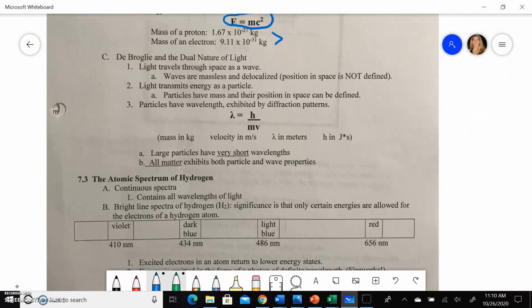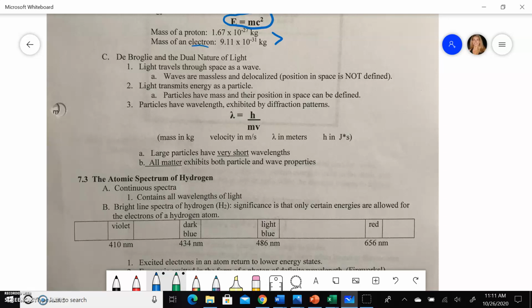And we've got some more description of how light travels. So it travels through space as a wave, but it also transmits energy as a particle. And so which one is it? Well, it's both, which is really hard for us to imagine, because usually we think of either waves of energy or particles as little spheres bouncing around. And it's actually, they behave as both.